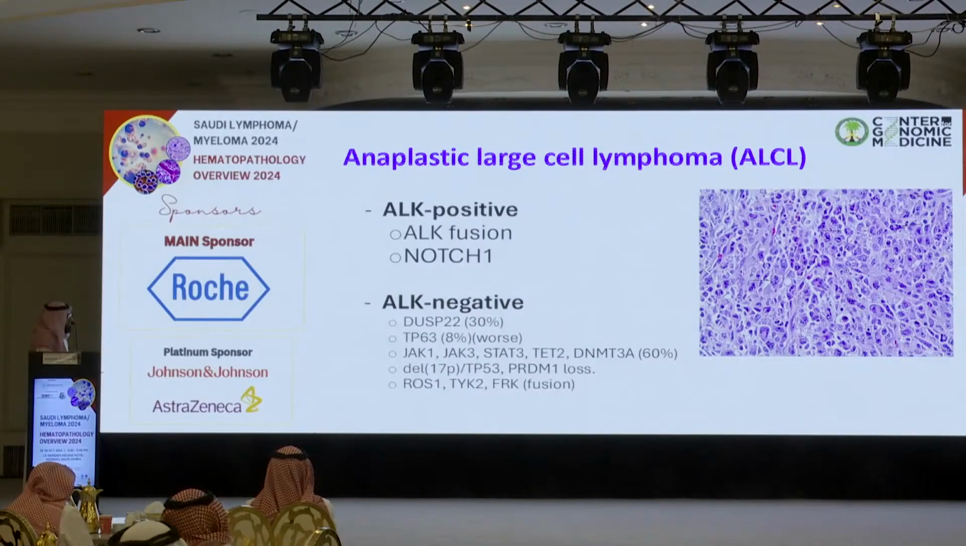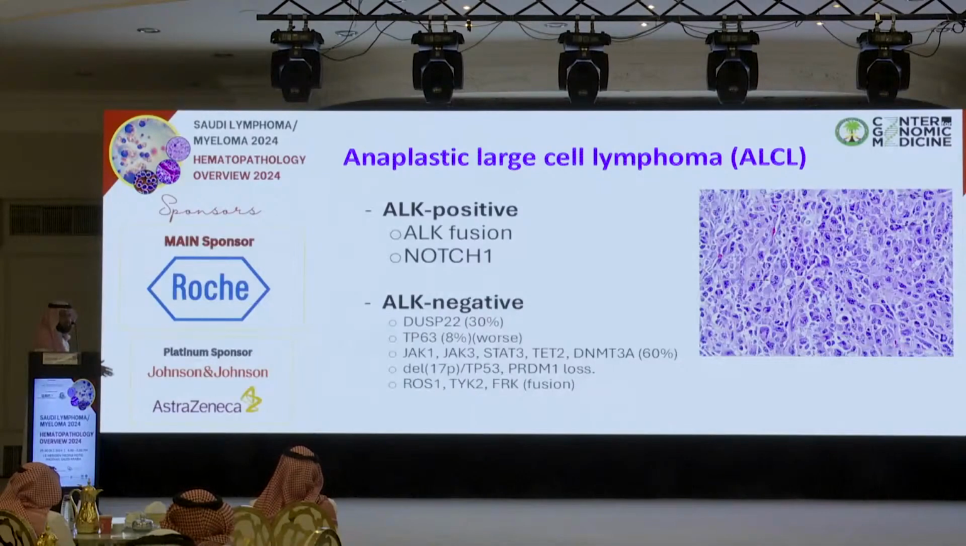In terms of the ALK negative group, this is a heterogeneous group. We used to call them DUSP22, TP63, and triple negative. Now, we know that it's beyond that. So many mutations can happen even within the DUSP22 and TP63. It seems that DUSP22 and TP63 are mutually exclusive, so you cannot get both. TP63 is usually associated with worse prognosis, but many other mutations can happen in ALK negative.